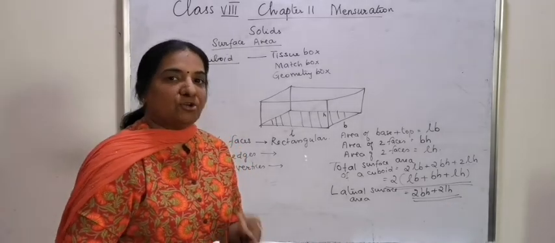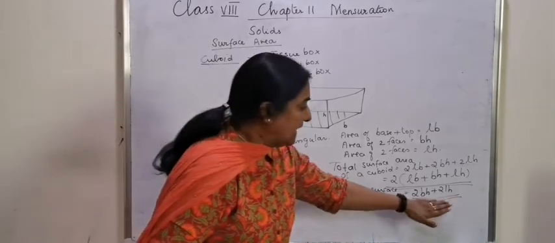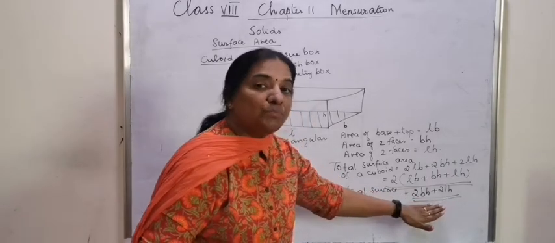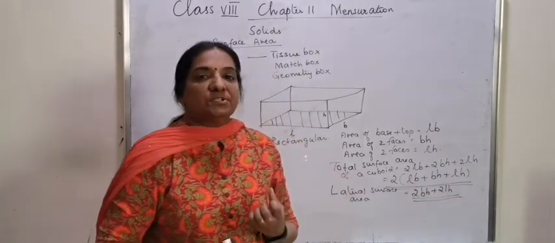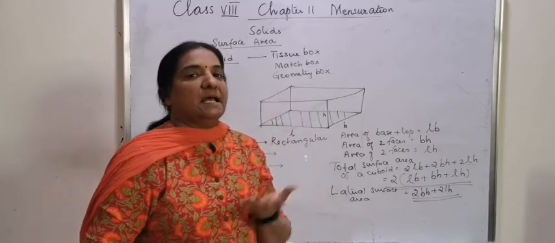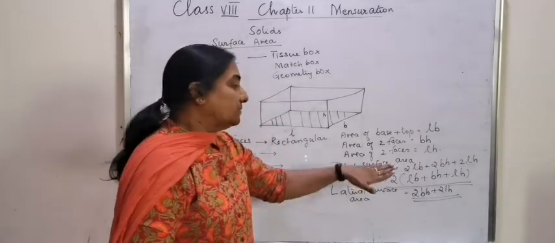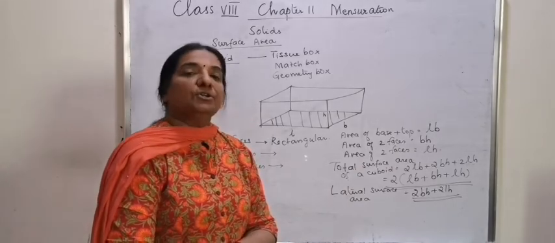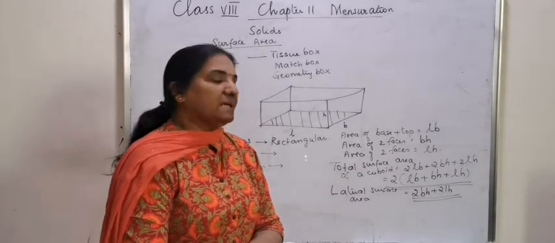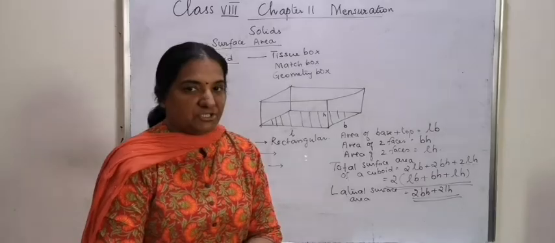So the 2 formulas on surface area of a cuboid are: the lateral surface area is 2BH plus 2LH, which says that the base as well as the top portion has to be exempted, and the total surface area is 2 into (LB plus BH plus LH).